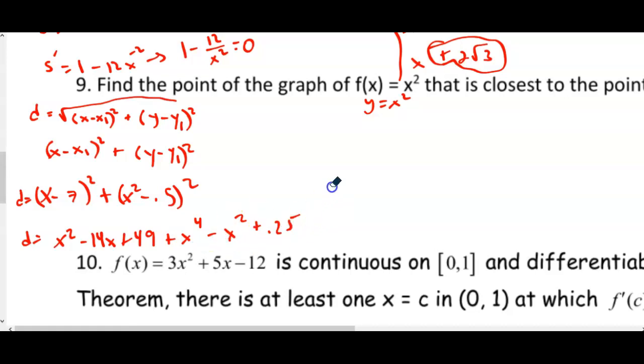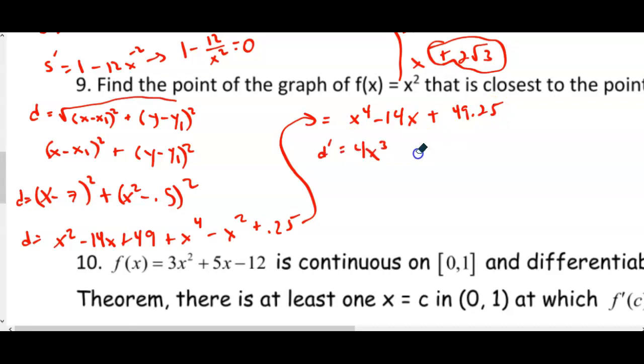Then we'll simplify it. So let's simplify it. Let's come up here. We get x to the 4th. The x squareds are going to cancel right here. And then you have negative 14x. And then you have plus 49.25. And now I'm going to derive this. So that's 4x cubed minus 14x. Then, as always, we set that equal to 0.